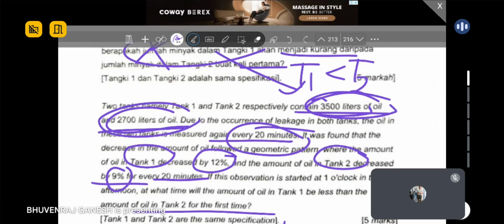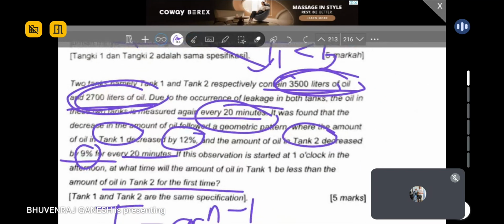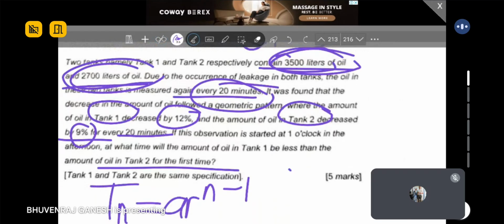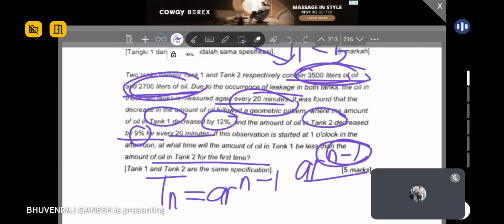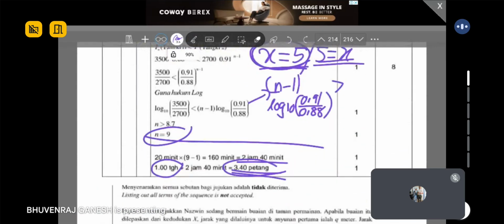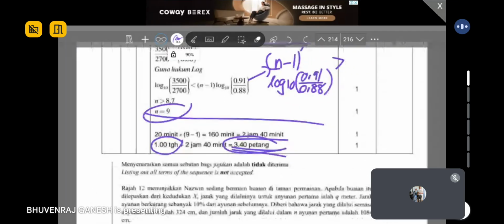It actually comes from the formula of your geometric progression, ar to the power n minus 1. Do you all see it? Basically, they are talking about n minus 1. Can you see? We will always use n minus 1. That's why n over here, just now we found 9, right? So 9 minus 1, and then times your time period, which is 20 minutes. Can you understand? So always n minus 1 in this chapter. Can you get it? So that's why your final answer will be 3:40 p.m.